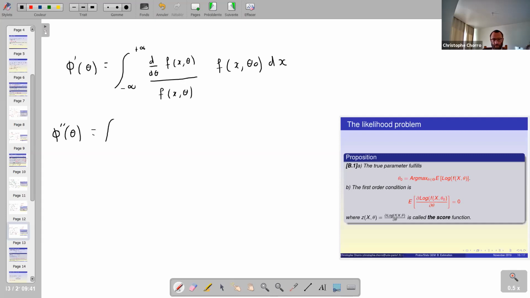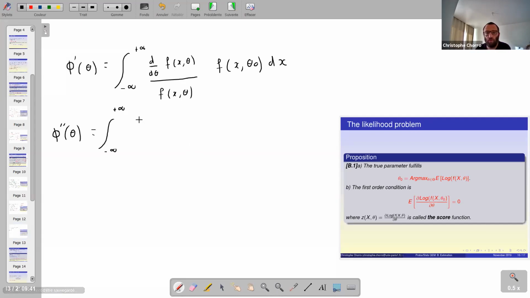I will obtain the integral between minus infinity and plus infinity of the derivative of this ratio here. So I have u over v. The derivative will be u prime v minus u v prime over v square. So let's do the job.